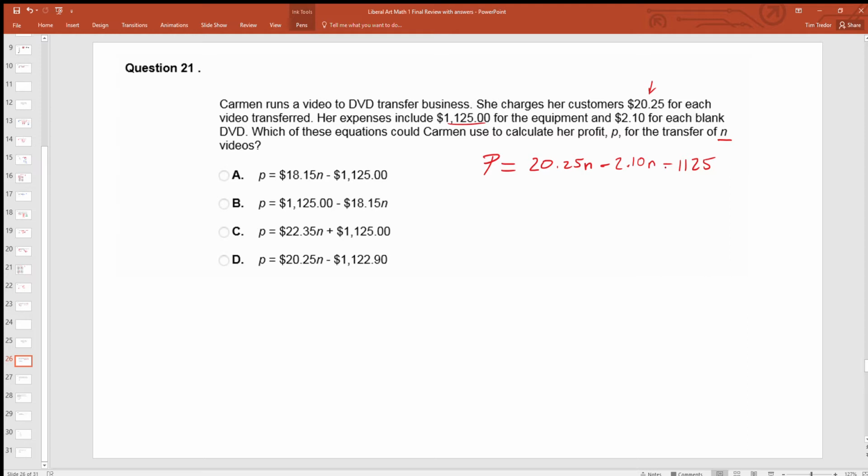All right, this is a good equation, but it's not any of the ones that are listed here. So I'm going to combine these two like terms and get 18.15n minus 1125. And so that's going to give us option A, to give us the profit. So they have to make so many DVDs before they overcome this equipment fee that they have to pay.